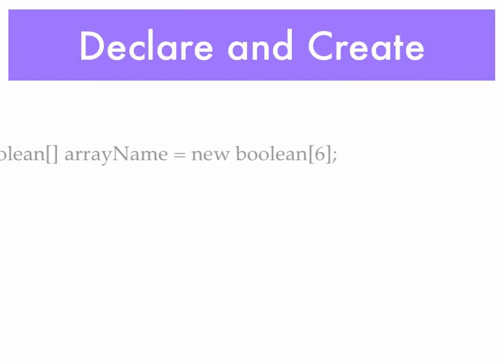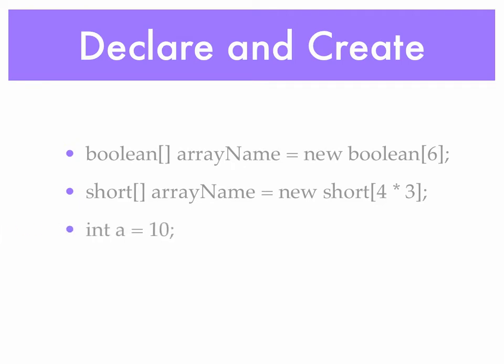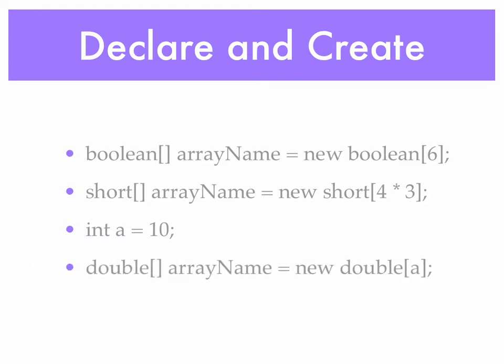Now I can declare and create on one line. Here I declare and create an array of booleans of size 6. Here I declare and create an array of shorts of size 12. Here I declare an int a, give it a value of 10. In the next line I declare and create an array of doubles of size a. So you can see that I can indicate the size of the array with a specific number being passed in, as with 6, or the result of a calculation, 4 times 3, or the name of a variable that holds a value, as I have with a.